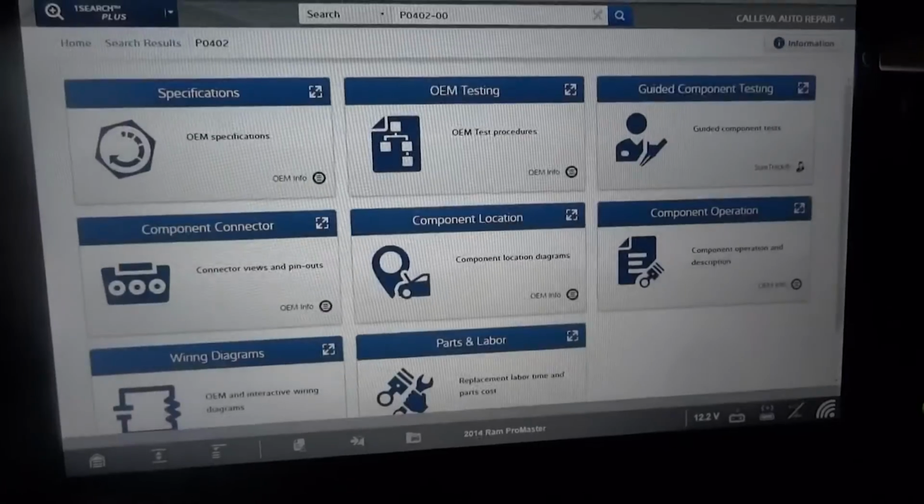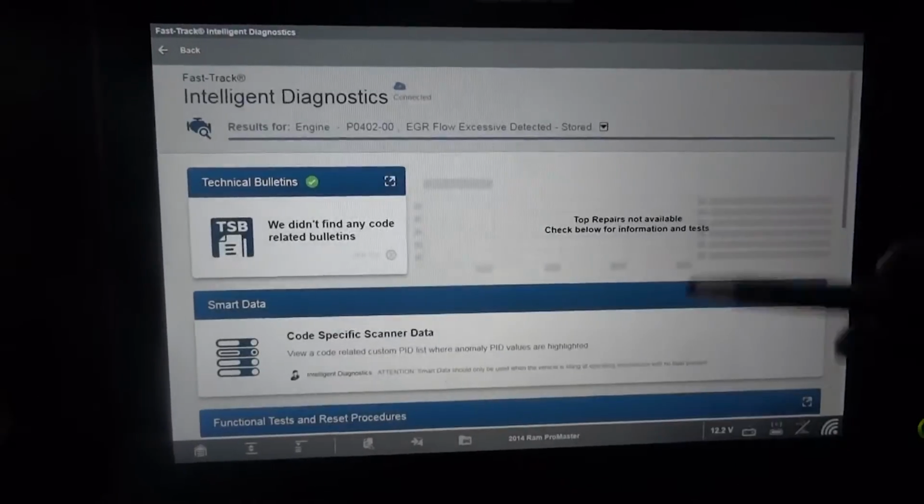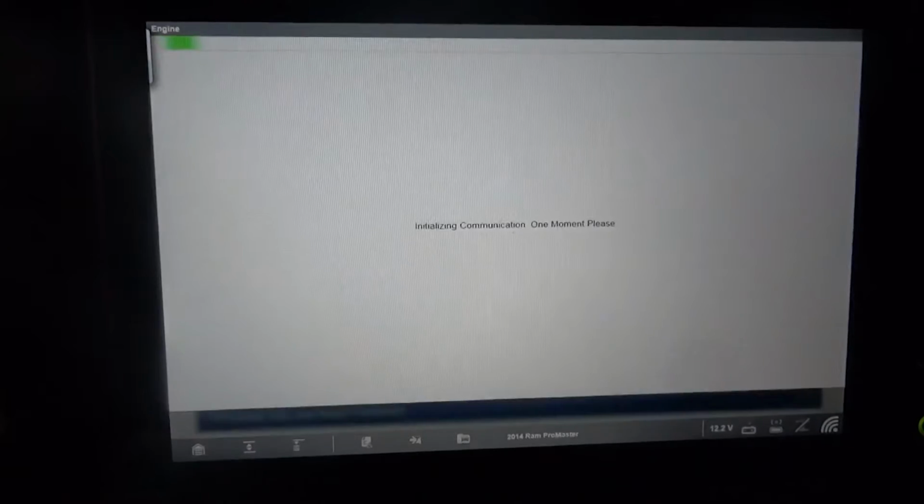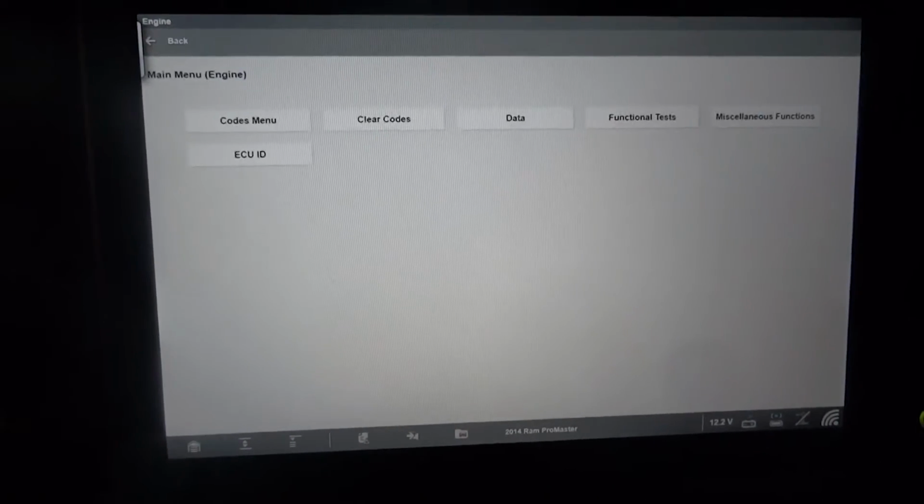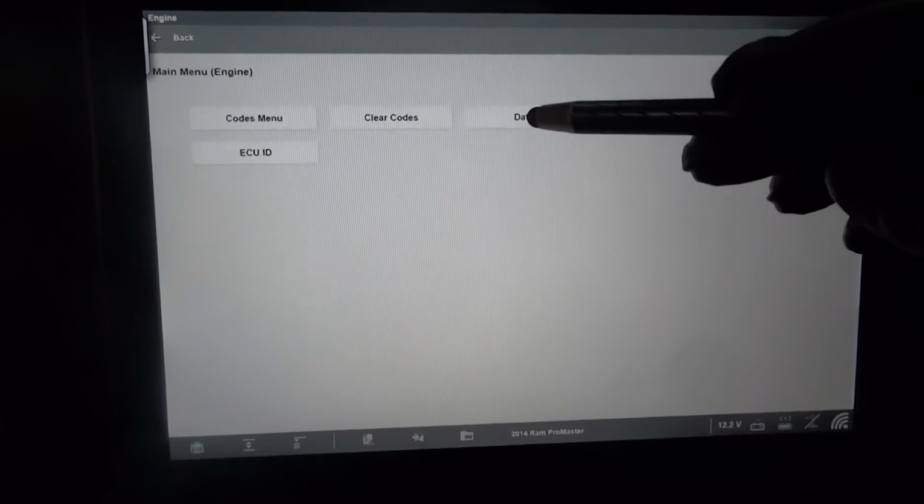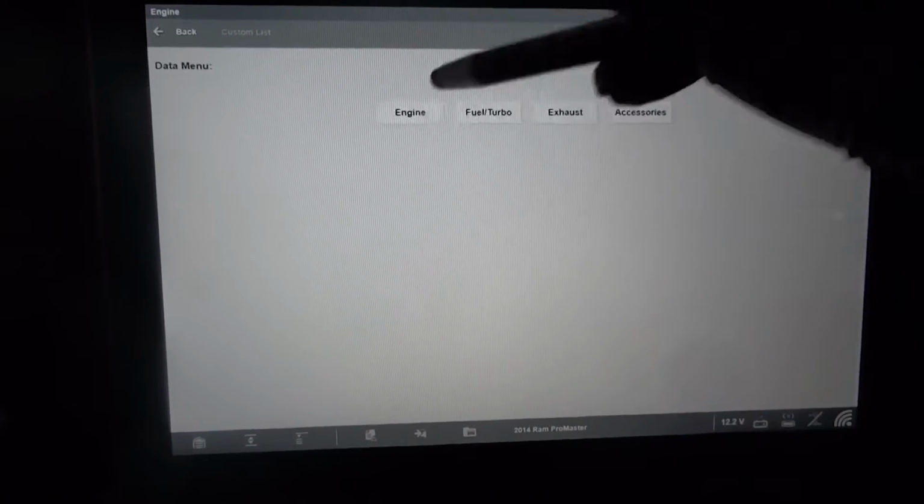So let's back out. And let's go into the engine computer, and I want to look at my data. I want to look at, hopefully we have some EGR data PIDs and mass airflow sensor data PIDs. So let's go to engine.